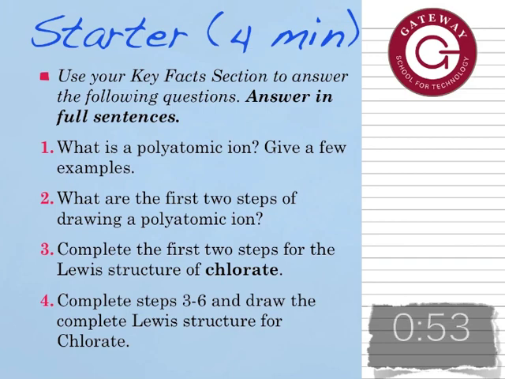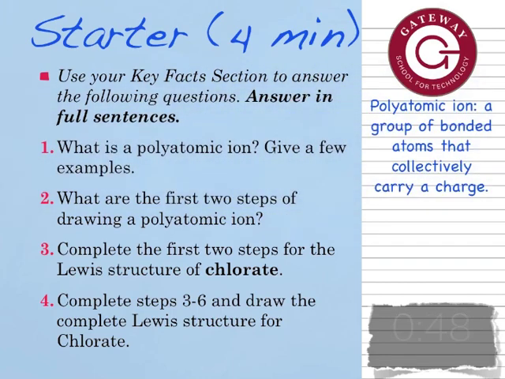Alright, it looks like you're ready to go over these answers. What is a polyatomic ion? Give a few examples. A polyatomic ion is a group of bonded atoms that collectively carry a charge. So instead of just having one atom with extra electrons or extra positive charges from missing electrons, they are a group that are covalently bonded, and all together they have more electrons than they should, or fewer electrons than they should as a group. Some examples could be chlorate, oxalate, and hydroxide ions that we can put in there as well.